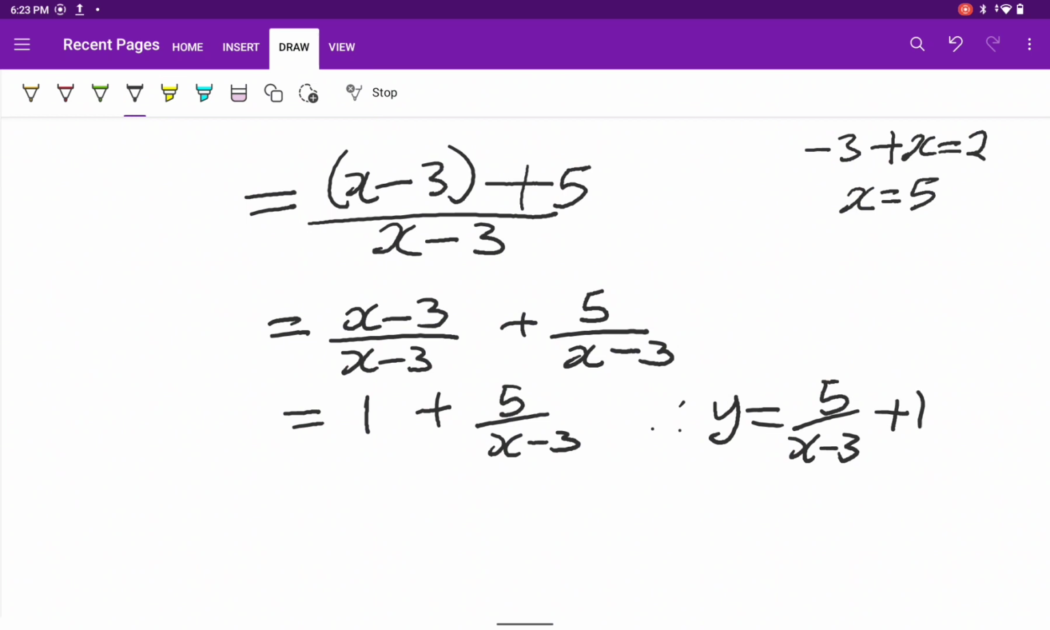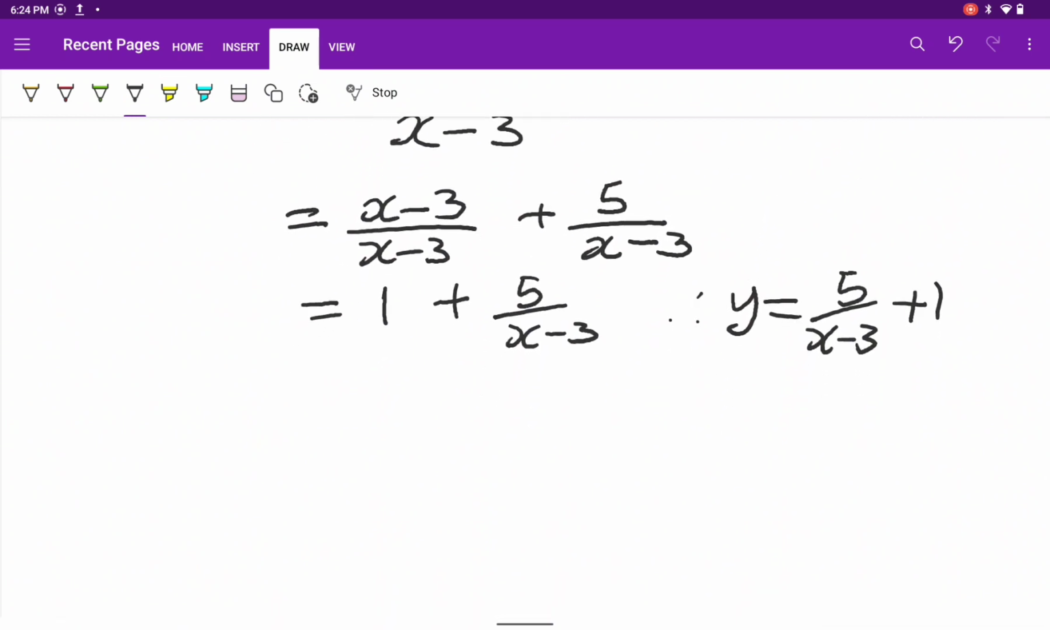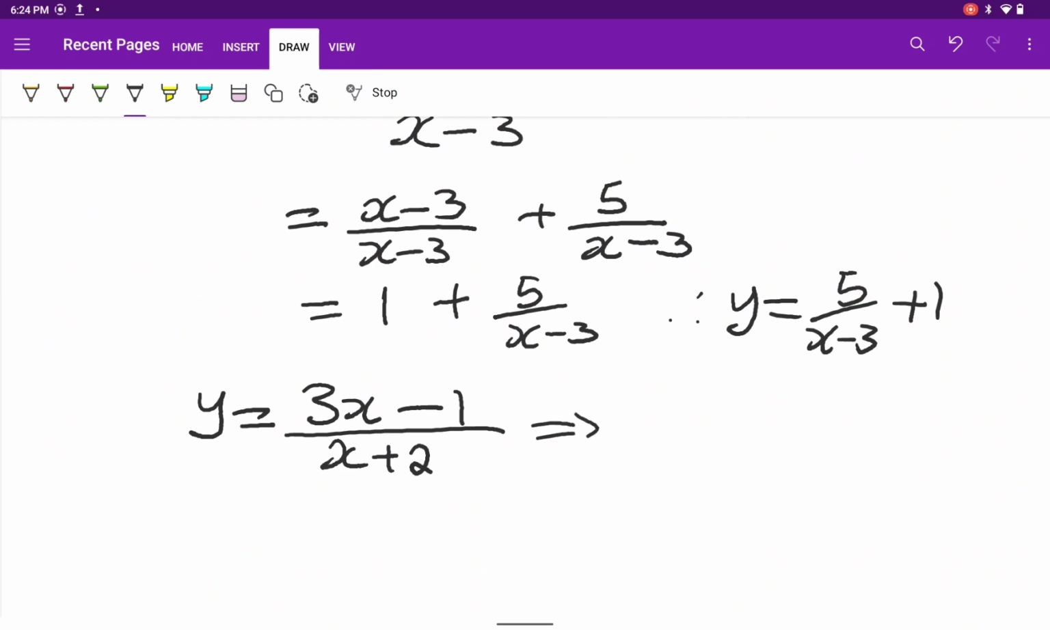So you can rewrite it that way. So let's maybe take something a little bit more complex than this. Let's say we have y equals 3x minus 1, and this is over x plus 2, and we want to write it in the form y equals a over x minus p plus q. Now, I said that the first thing that we do, where we see x in the numerator, we replace it with x plus 2, the denominator there. So that is the first thing that we need to do.